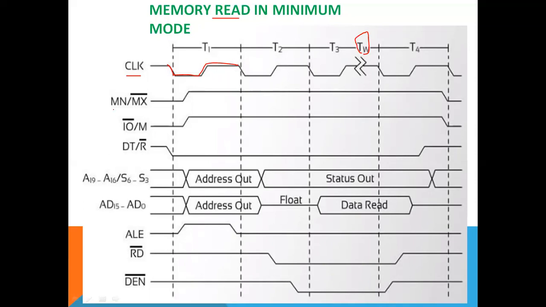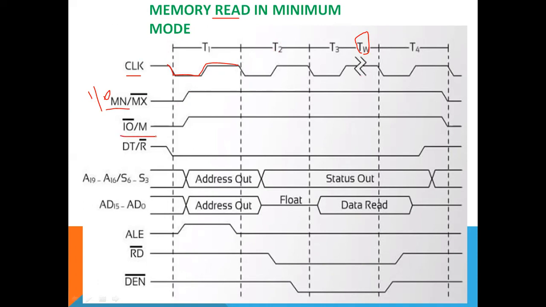So here, minimum mode means we are giving the input as 1. MN/MX bar: 1 means minimum mode, input as 0 means maximum mode. So input is 1 throughout the first clock pulse to the last clock pulse. So 4 T states are called one complete bus cycle. So for the entire complete bus cycle, the MN/MX is in the up state.